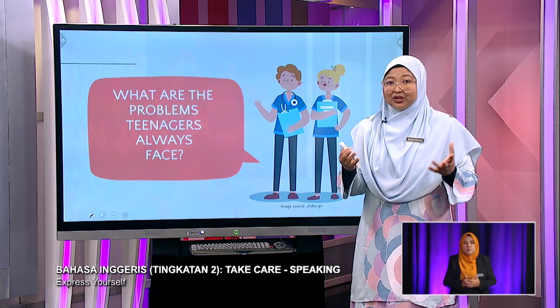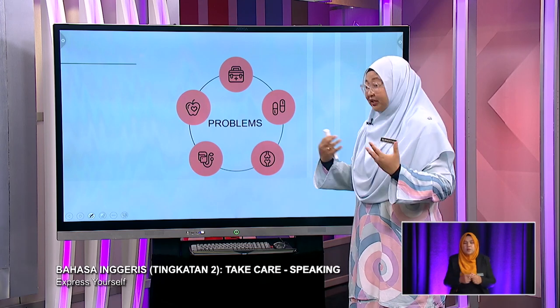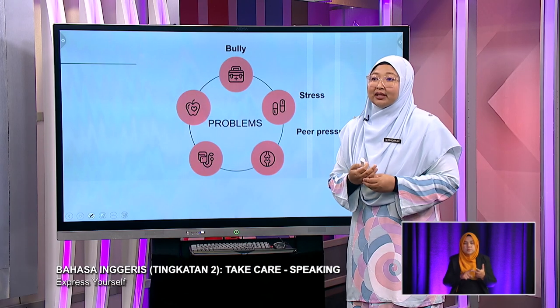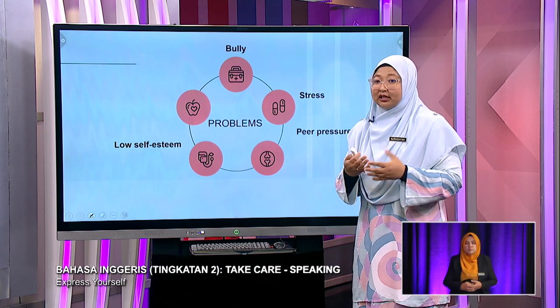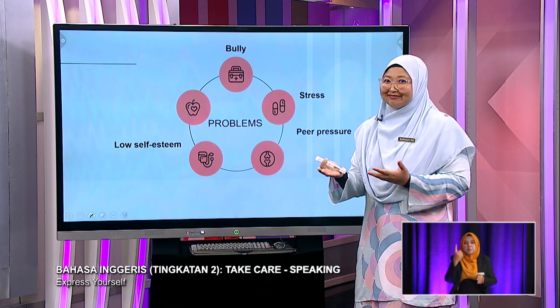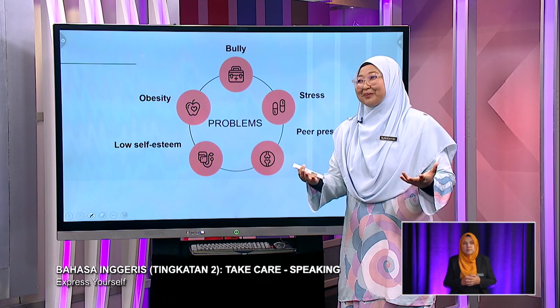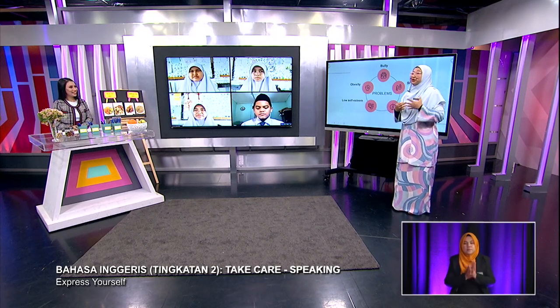Cool. So I would like to share with you about the issues and problems that might happen for our teenagers. The first one may be bullying. It's not good, but it happens. The second one, stress, just like Irfan said. Then peer pressure, and low self-esteem, just like Kaisara said. She said she has low confidence to speak in front of people, but as we can see today, she managed to handle that, which is very good. And last but not least is obesity, because in Malaysia we're known as one of the top countries for obesity. Food paradise. So we should know how to control all that, okay?